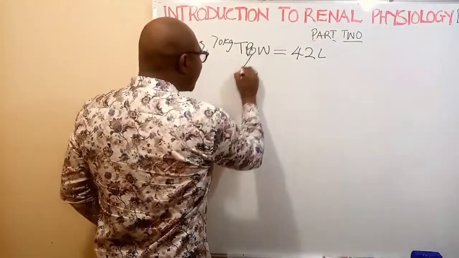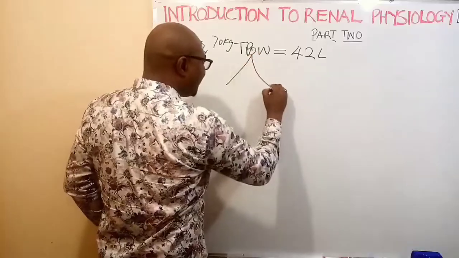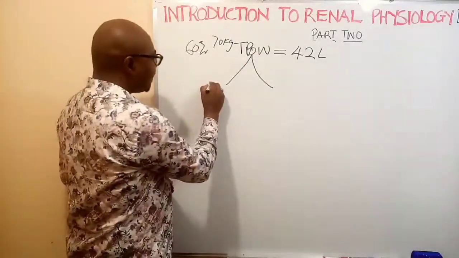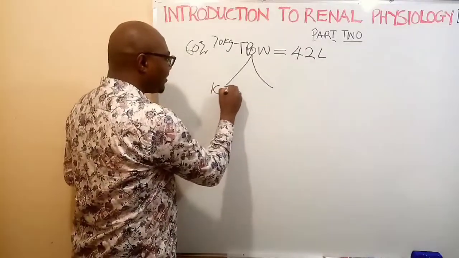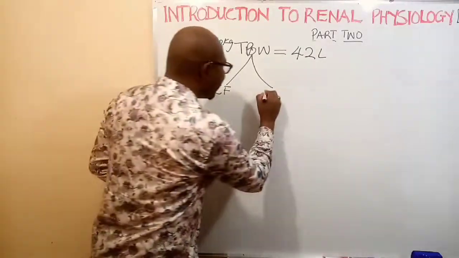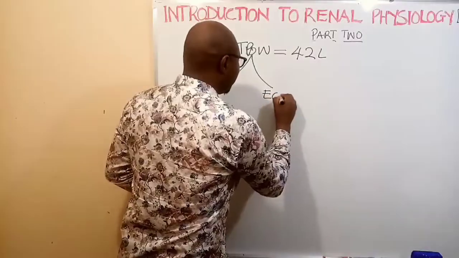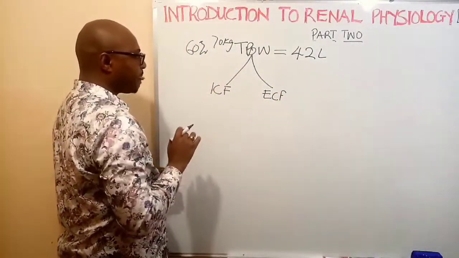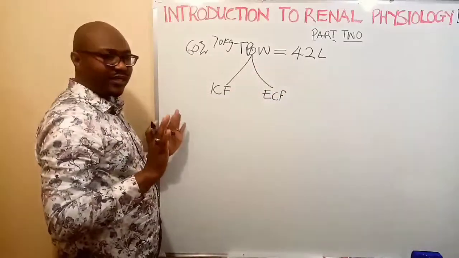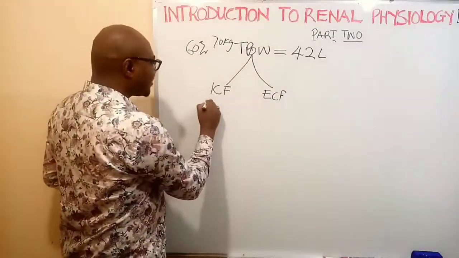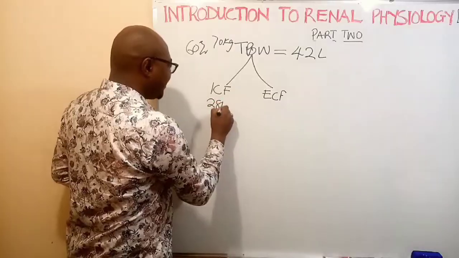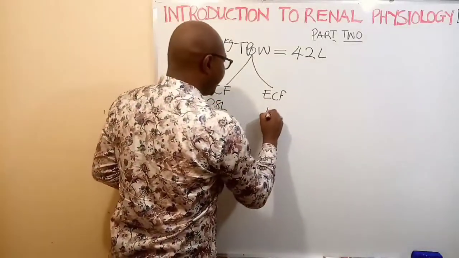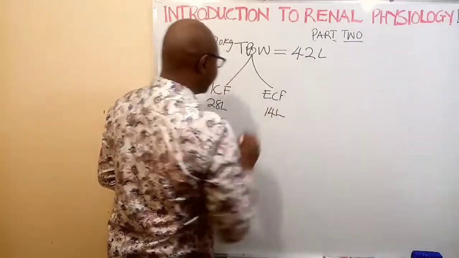So the total body water is further divided into two major compartments: the intracellular fluid compartment and the extracellular fluid compartment, inside the cell, outside the cell. And out of this 42 liters, the ICF takes 28 liters. The ECF takes the other half, 14 liters.